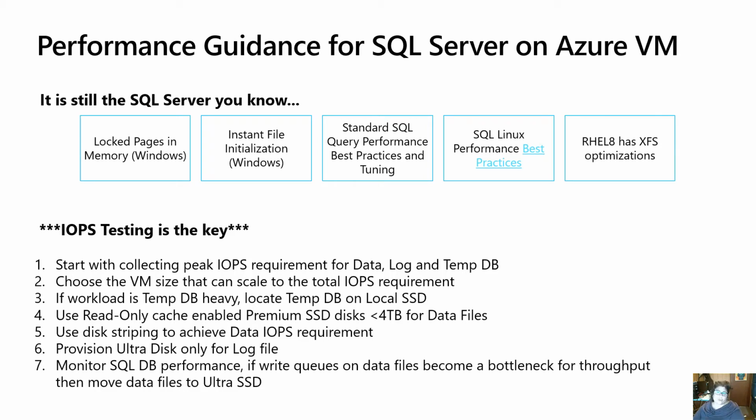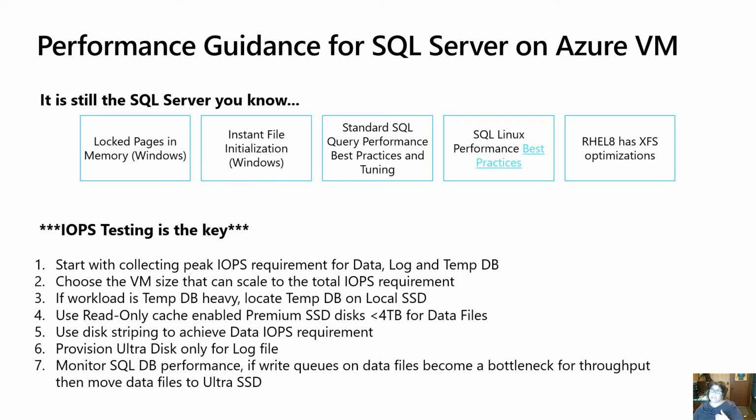So read-only cache, incredibly important. So you want to be using premium SSD so that you can get that read-only cache. The disk needs to be less than 4 terabytes in order to use the read-only cache. So if you have more than 4 terabytes requirement, then you would want multiple disks that are smaller so you can leverage that read-only cache. And then you use the multiple disks, as many as you need to get to your IOPS requirement, and then you can stripe across them using something like storage spaces.